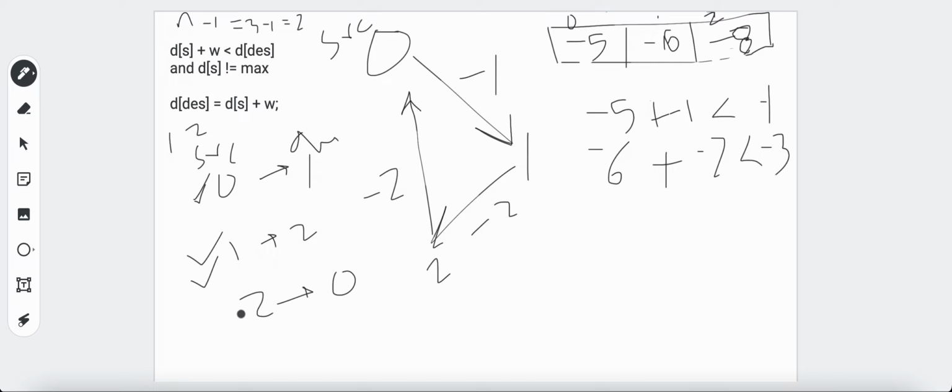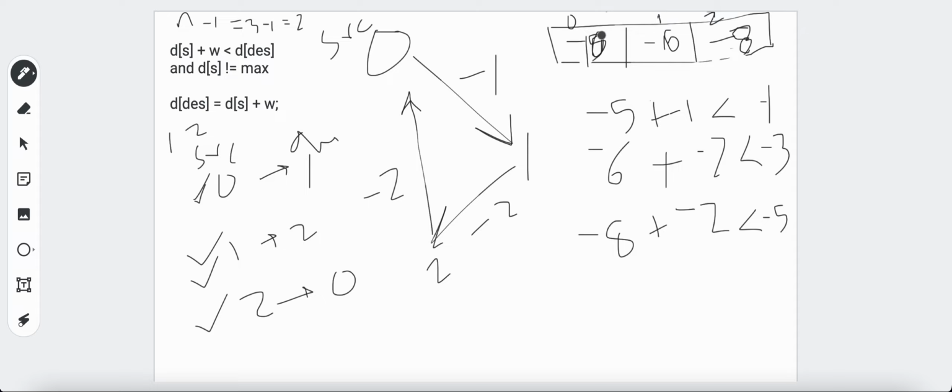Now we also have one connection from 2 to 0. What is the distance of 2? The distance of 2 is minus 8. So minus 8 plus the weight minus 2 gives minus 10. Is it less than the distance of 0, minus 5? Minus 10 is definitely less than minus 5, so this value gets updated to minus 10. Now we have done the two relaxation steps, and minus 10, minus 6 and minus 8 are the values.